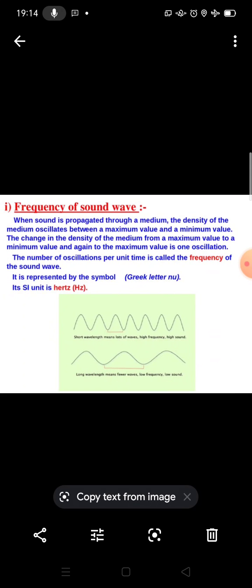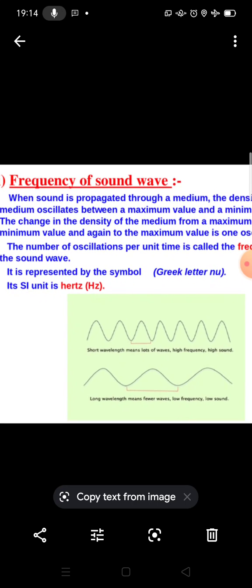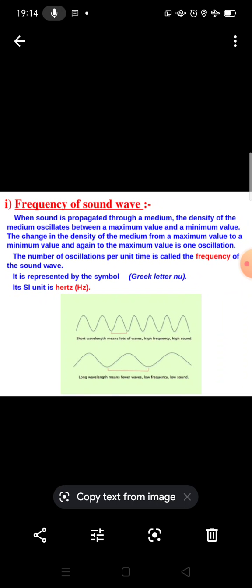Now students, first we will discuss the frequency of the sound wave. When sound travels through a medium, what will happen? The density of the medium oscillates between a maximum value and a minimum value, to and fro. The change in the density of the medium from a maximum value to a minimum value and again to a maximum value is one oscillation.